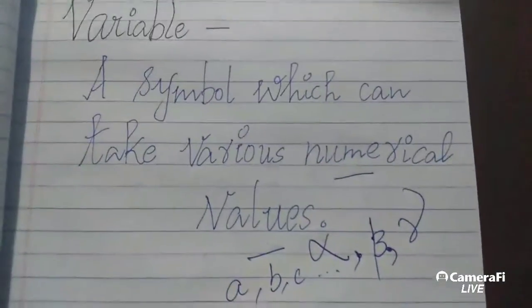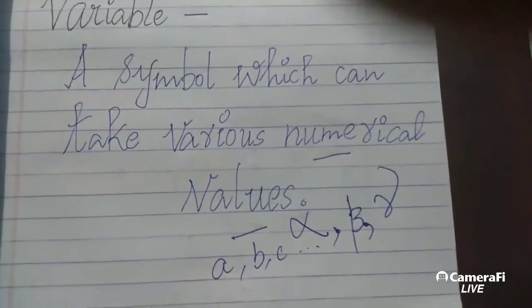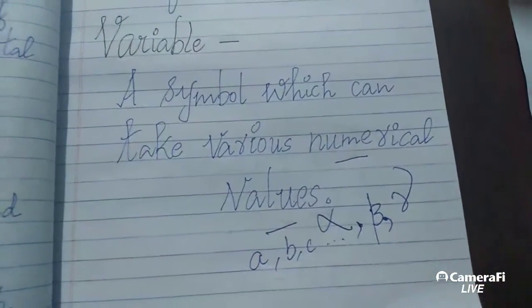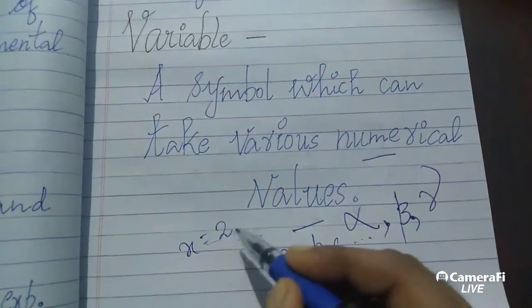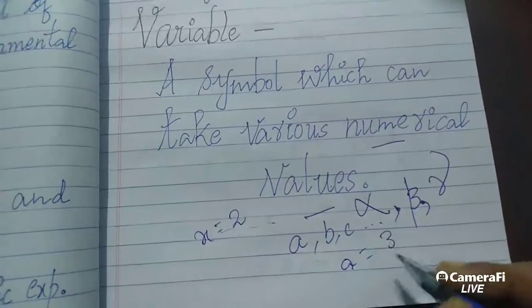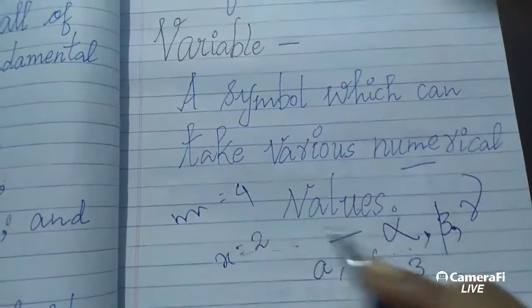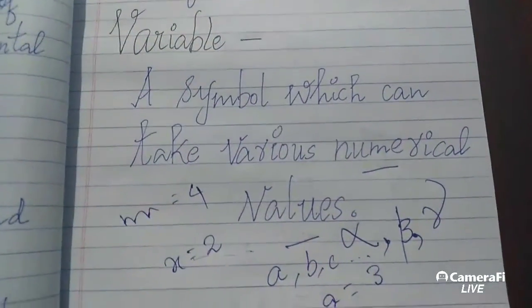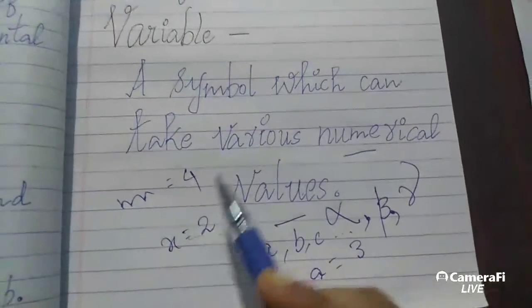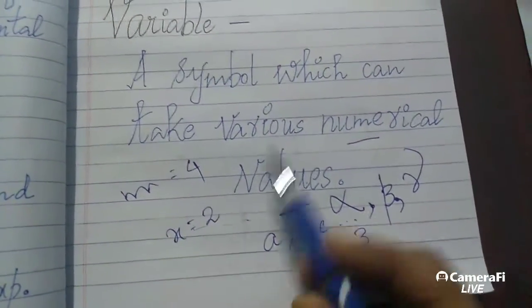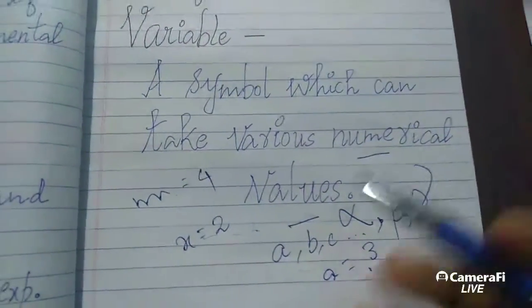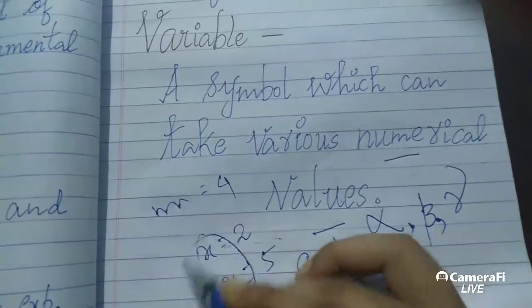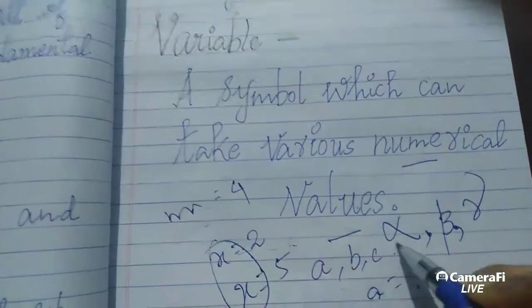It is just a symbol. Variable is just a symbol that has no fixed value. It can take any numerical value. Sometimes you can say like x is equal to 2. Somewhere you can say that a is equal to 3. Somewhere you can say that m is equal to 4. There's no fixed value, right? It has various values. It is a symbol which can take various numerical values. Again, the same x or the same m or the same a, in some other sum you may see same x is equal to 5. So there's no fixed value for these letters, for these symbols.